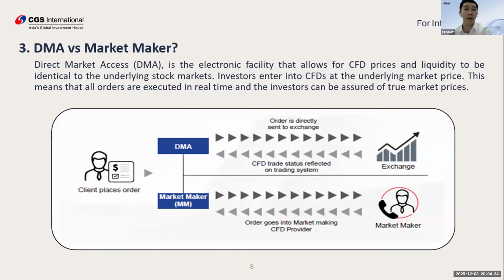What type of CFD do we offer? We also offer direct market access. What does direct market access mean? Basically, whenever traders or investors place a trade through our platform, it will be sent directly to the exchange, so whatever you trade will be based on real-time trading on the exchange. Whereas in the other model, the market making model, the broker will hedge off the position instead of trading the equivalent position on the exchange. That's the difference between a direct market access model and a market making model.